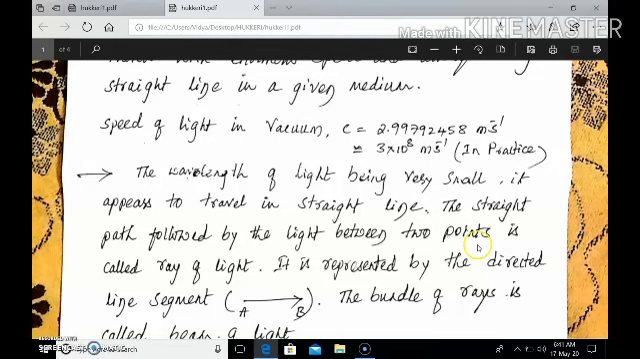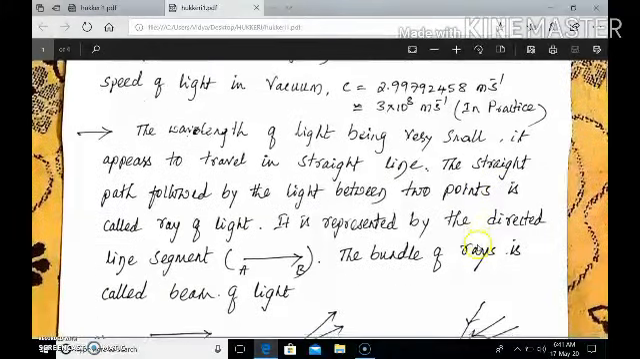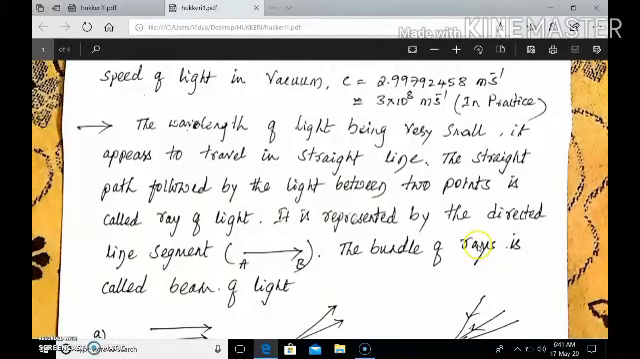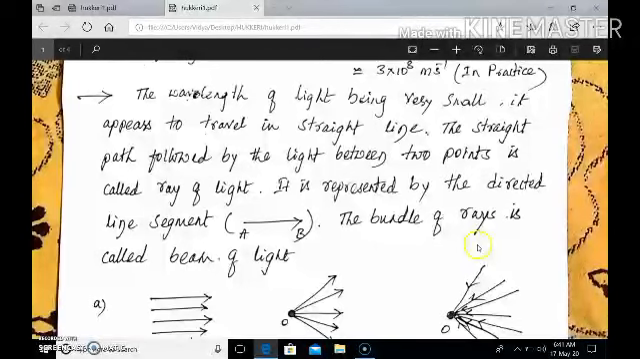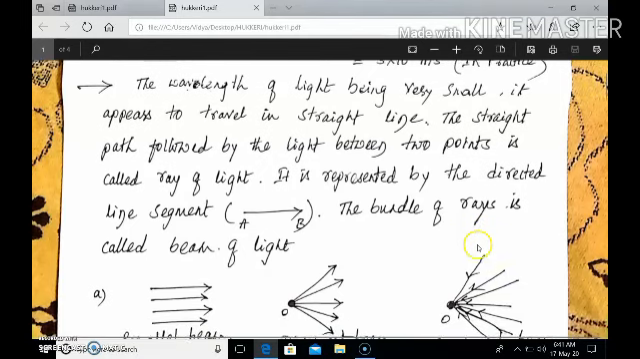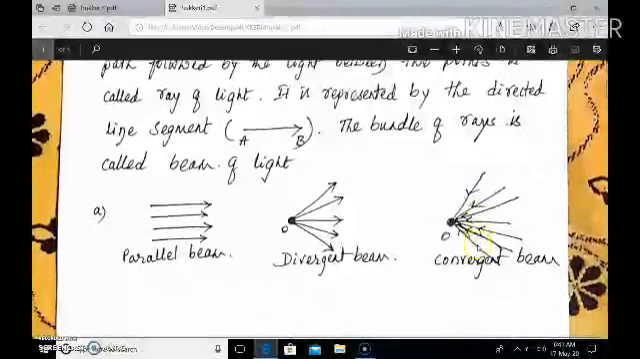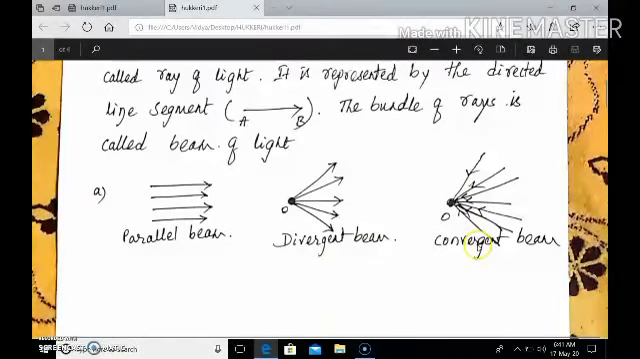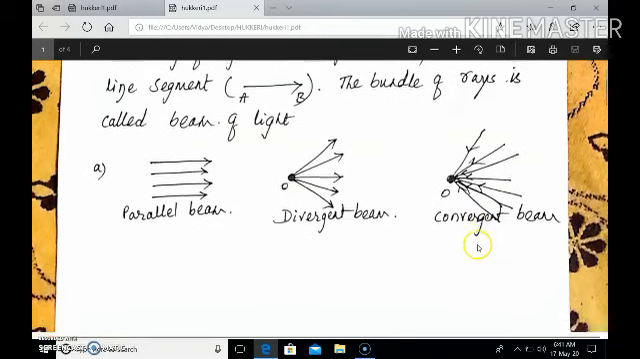The path followed by the light between 2 points is called a ray of light. It is represented by a directed line segment AB. It gives the direction of propagation of light. The bundle of rays is called a beam of light. We have three types of beams of light: parallel beam of light, divergent beam of light, convergent beam of light.